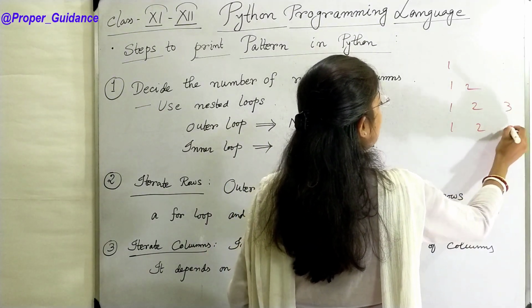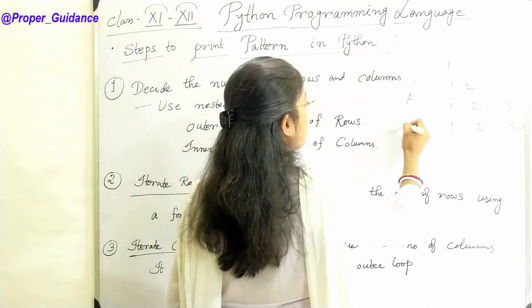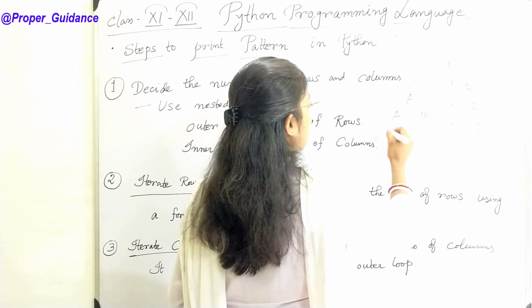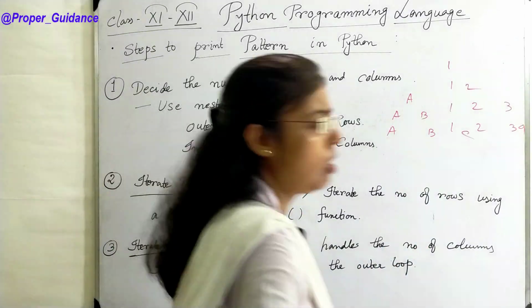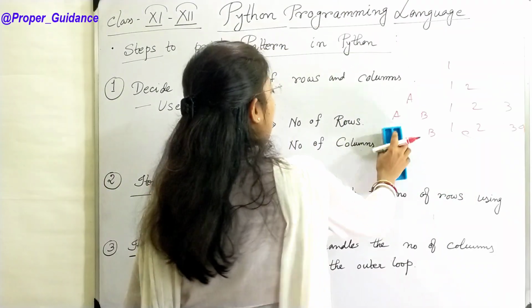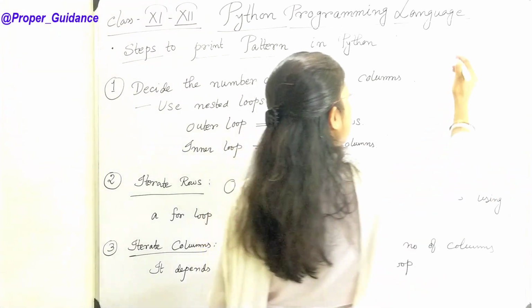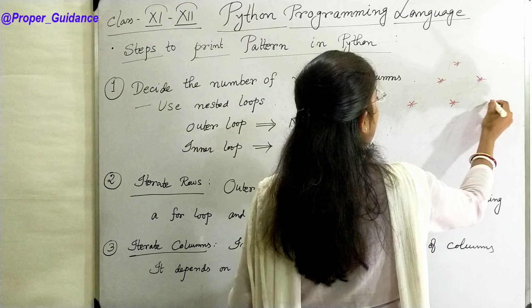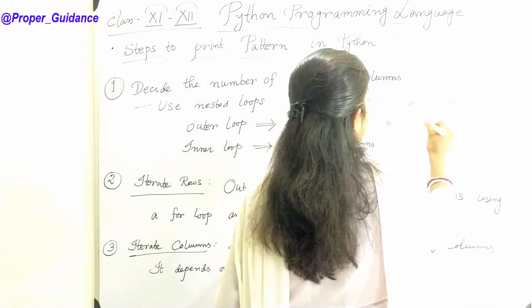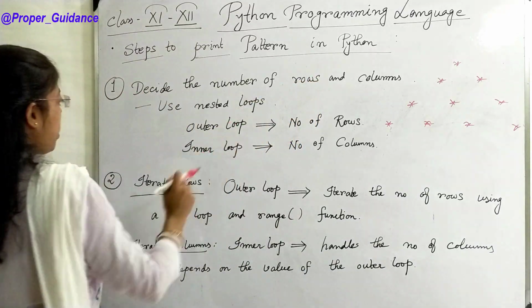This is a pattern. It may be numbers, or maybe like this: A, AB, ABC. This is another pattern. All those things are here, also stars. These are patterns. Suppose you have to display a pattern of stars like this. Now decide the number of rows and columns.